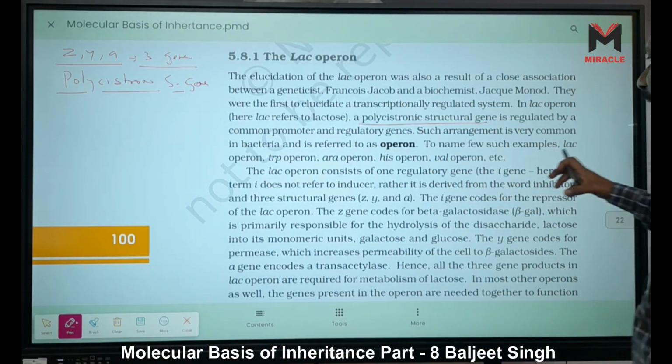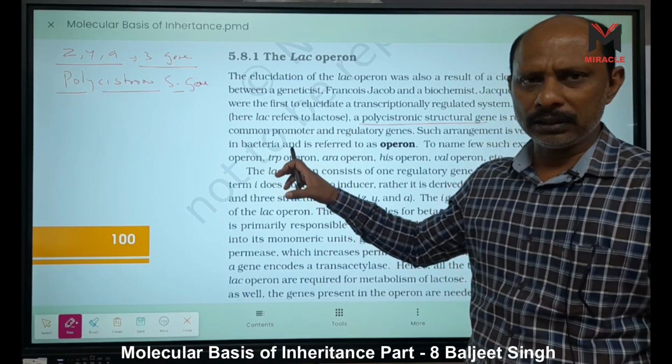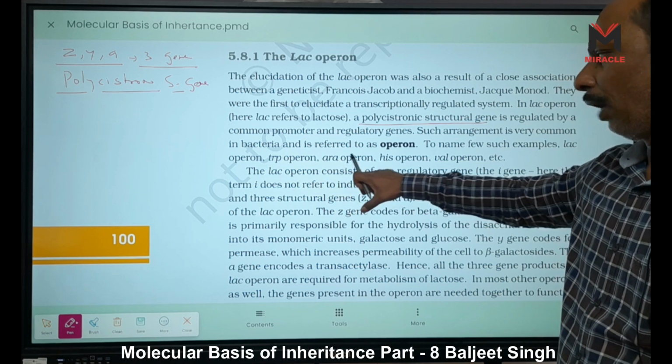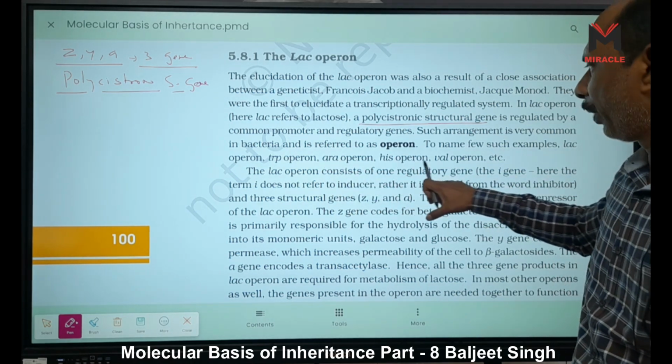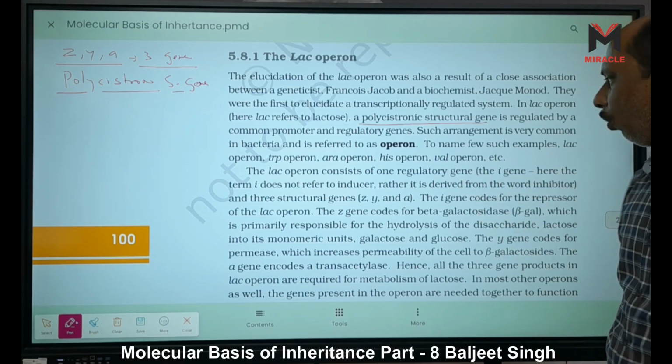To name a few such examples: lac operon, lactose operon, tryptophan operon. I already told you this is the repressor example of the repressible operon model. Tryptophan operon, ara operon, his means histidine operon, val means valine operon, and so on, right?